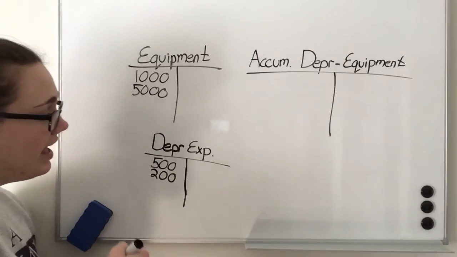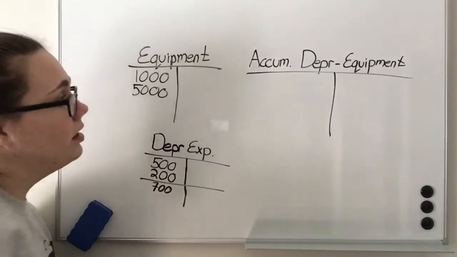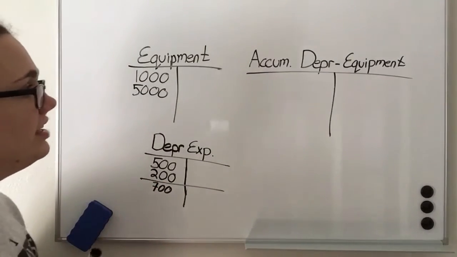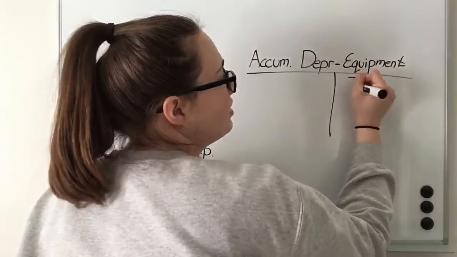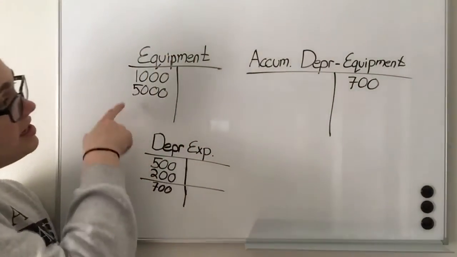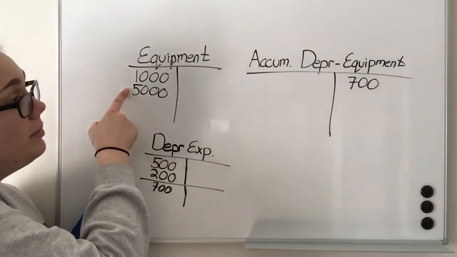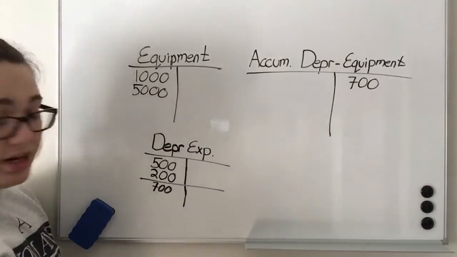So we can go ahead and total this account. It's going to be $700. And we could depreciate this over here and credit our account. And that's telling us that even though we have $6,000 worth of equipment, it's depreciated by $700 in 2020.